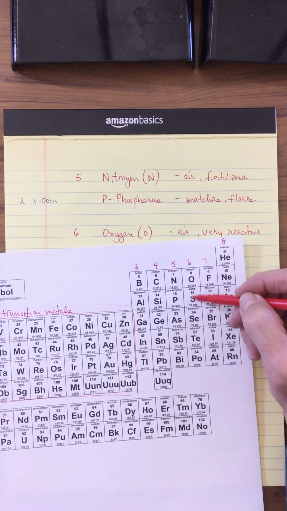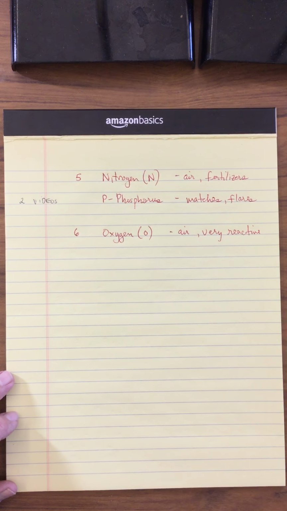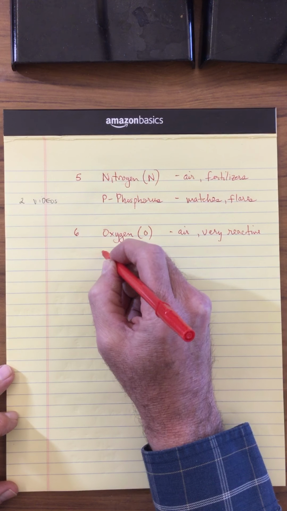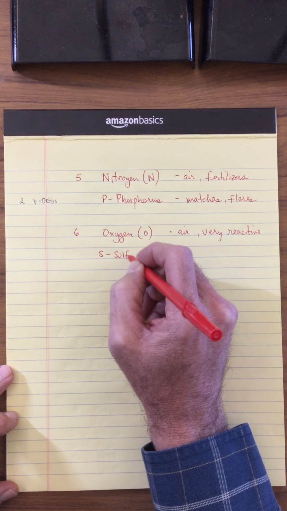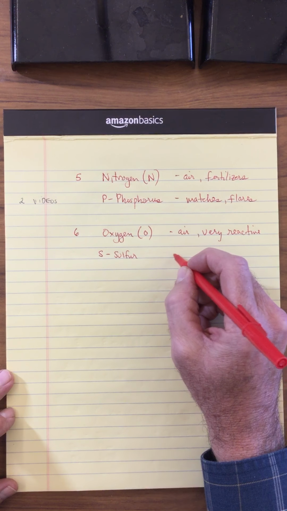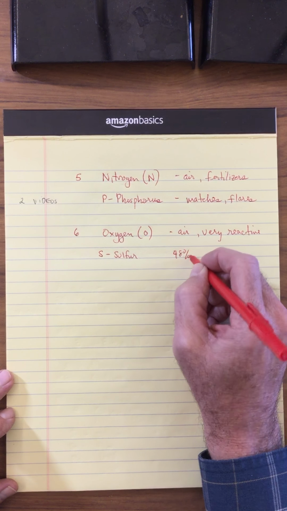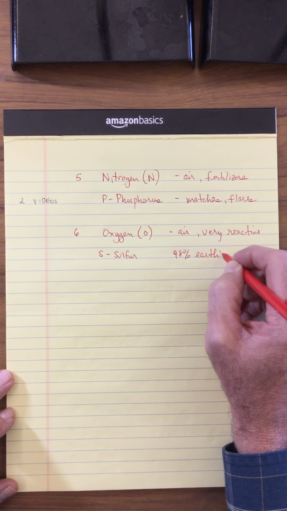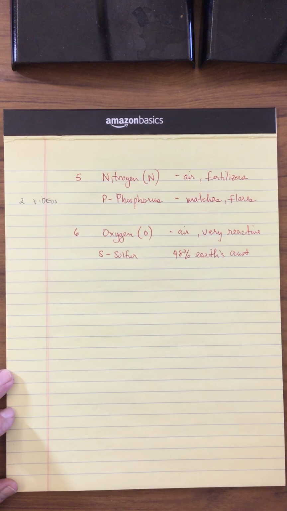Also in your group 6, beneath that you'll find sulfur. So we have element S, and that's going to be your sulfur. This is interesting. Sulfur is yellowish in color, and it's the most abundant element in the crust. 48% of the Earth's crust is sulfur. The other portion is going to be silicon and oxygen.